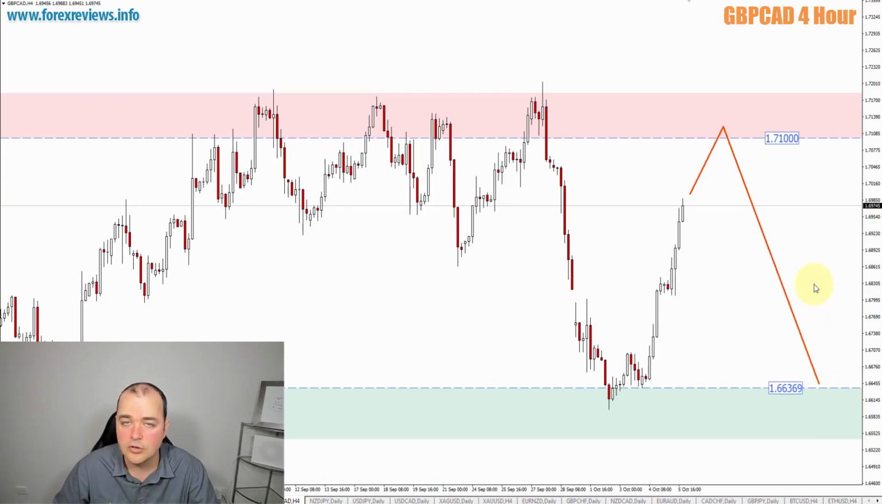So overall on GBCAD, I'm holding a long-term target area to the upside for all those people holding a buy trade from the recent test of the 166.36 zone area, and also holding the 171 zone area as an area to the upside where I'm just looking for bearish evidence and a potential move to the downside from this important zone. Okay, well that's it for that market.